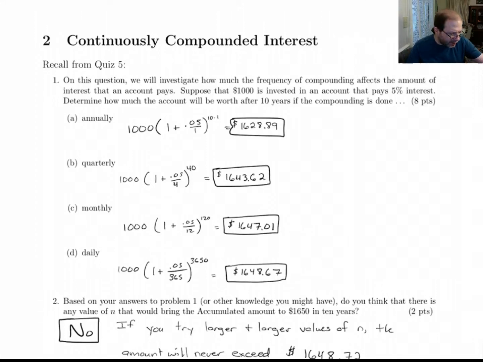All right, let's look at continuously compounded interest. I'm not really sure why this book puts continuously compounded interest in this section, but that's where they put it, so we'll talk about it now. Let's look back at quiz 5.